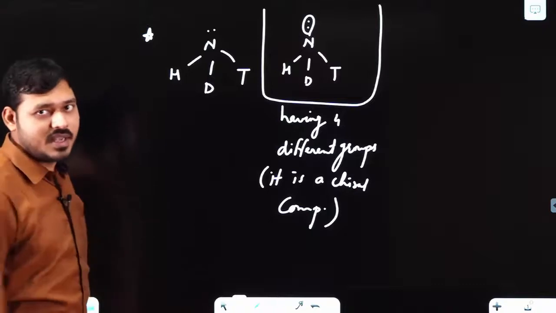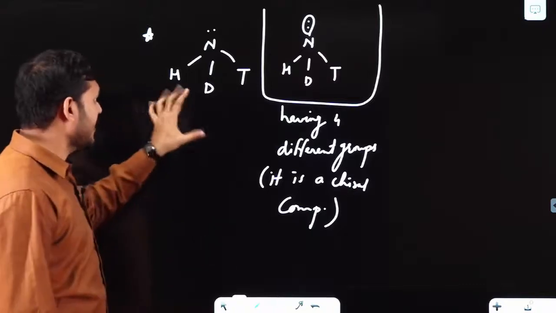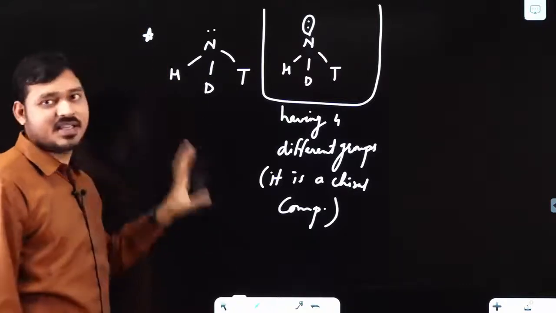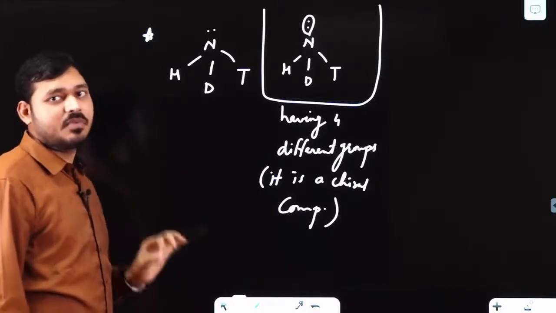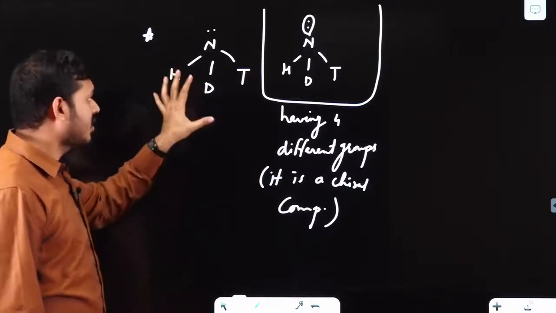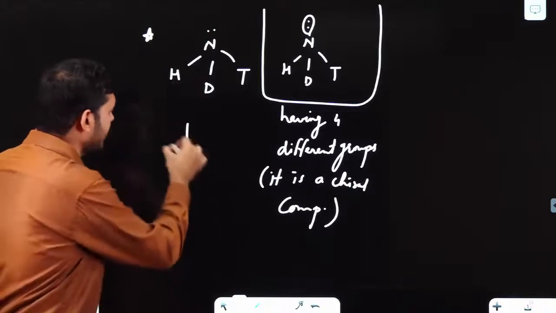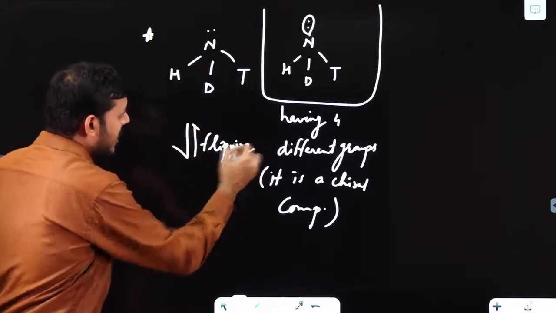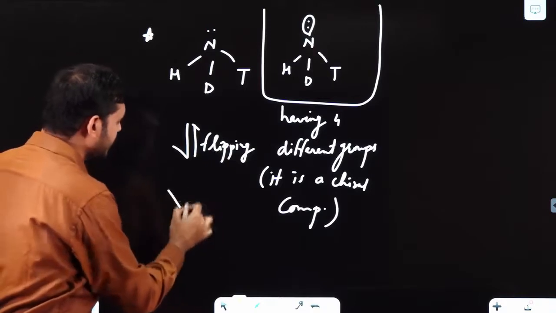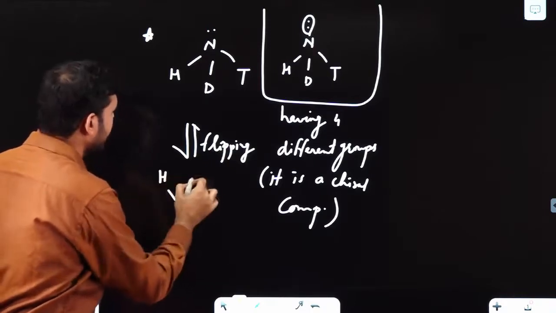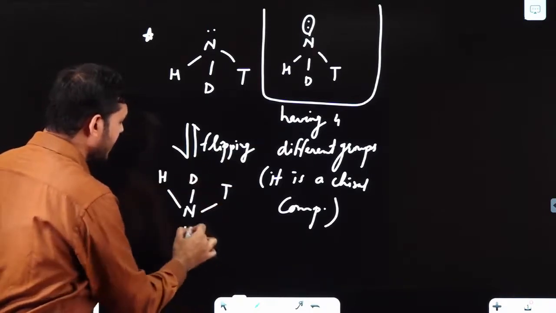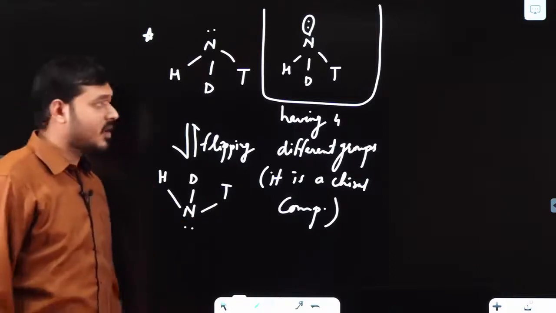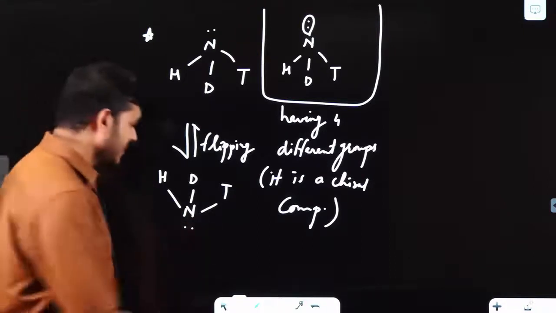But students, here you need to understand what happens in this part. If I say about amines, you have to understand that it goes in continuous flipping. And due to flipping, what happens? This H comes here, D comes here, T comes here, and this lone pair. Okay. Now what is this flipping? Understand.